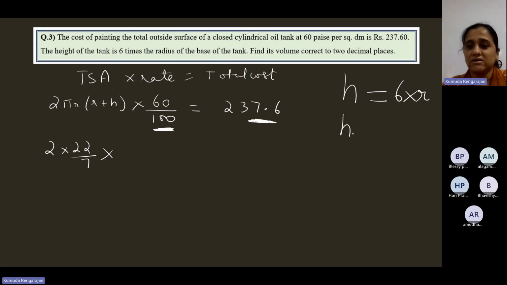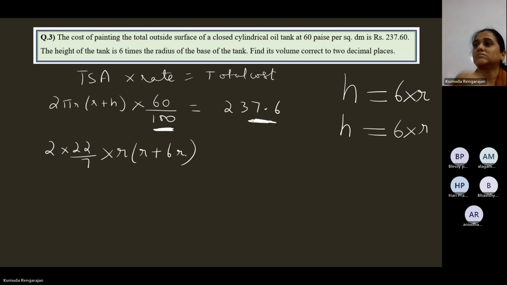The height h is equal to 6 times, 6 times means 6 into radius r. So h is equal to 6r. So r is r. Where there is h, you write 6r. See, in one equation, we should have only one unknown. If we have one unknown in an equation, we can solve the equation and find the value of that unknown.